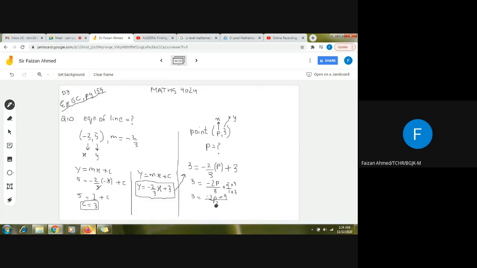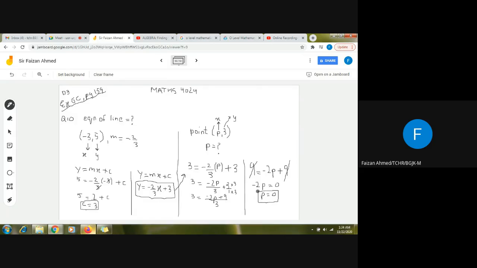And this 3 which is being divided over here will go on the other side and it will be multiplied. So I am just writing 9 directly, 3 times 3 is 9. And this will be minus 2p, and this will be positive 9 again. This positive 9 and this positive 9 will both be cancelled out. So it will be minus 2p equals 0. If I have to find the value of p, I have to shift this minus 2 to the other side and it will be divided by 0, and the value of p will be equal to 0.